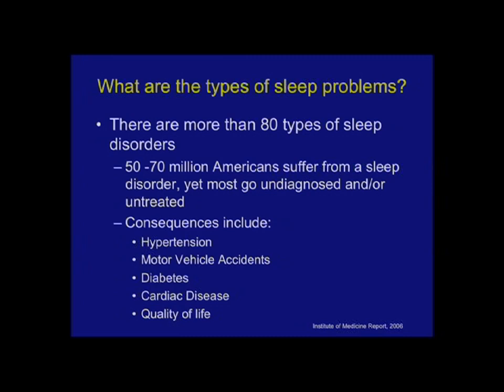What are the types of sleep disorders that we see? There are more than 80 types of sleep disorders per the American Academy of Sleep Medicine, and close to 50 to 70 million Americans suffer from a sleep disorder, yet most go undiagnosed and are untreated. It is often the primary care physician who is on the first line seeing these patients and dealing with these sleep complaints. The consequences of not sleeping are serious, and we know that some of the consequences include hypertension, motor vehicle accidents, diabetes, cardiac disease, and one of the most important is the quality of life of the individuals affected by problems with sleep.